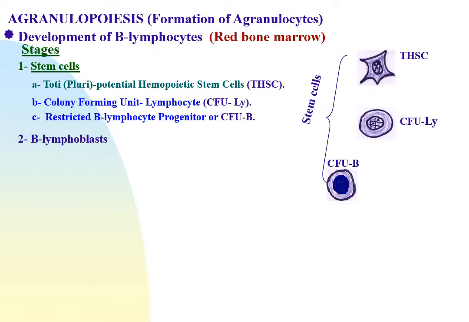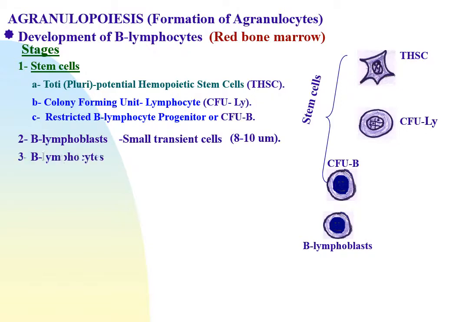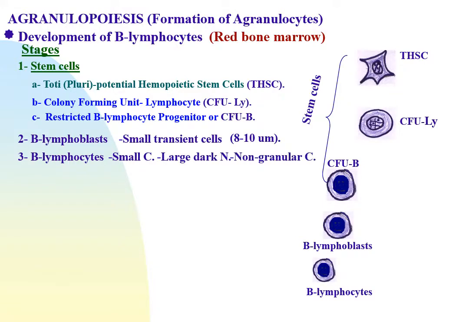B lymphoblasts are small transient cells having a diameter that ranges from 8 to 10 microns. B lymphocytes are small cells with a large darkly stained nucleus and scanty basophilic non-granular cytoplasm.